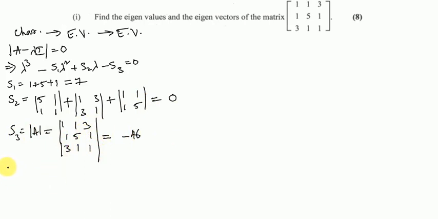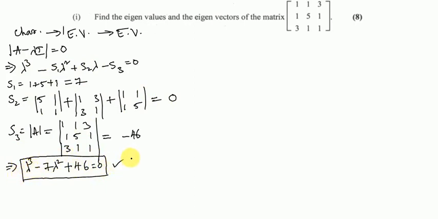If you substitute, you will get the characteristic equation, that is lambda cube minus 7 lambda square. Here S2 is 0, so this term will become 0, and minus S3 gives plus 46 equals 0. This is the characteristic equation, and the roots of this characteristic equation will be our eigenvalues. So first we need to solve this equation for the roots. I told you this method in a previous video also, how to find the eigenvalues.